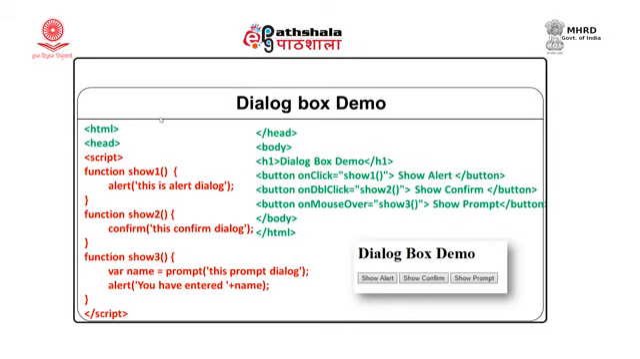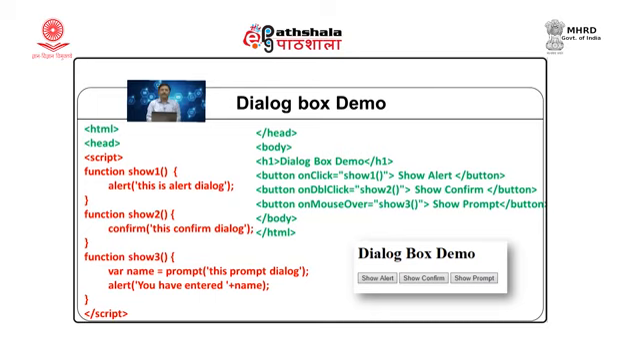On screen, whatever code is written in green color is HTML code, and whatever code is written in red color is JavaScript code. You can see that the JavaScript code starts with the script tag, and generally we write JavaScript code inside the head tag. So, we define three functions, show1, show2 and show3, that respectively display the alert, confirm and prompt dialog boxes.